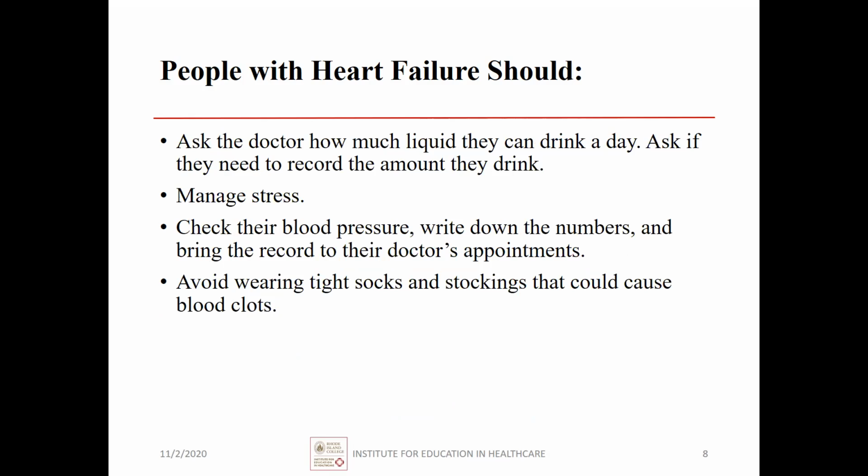They should ask their doctor how much liquid they can drink each day and ask if they need to record the amount that they drink. They should manage stress, check their blood pressure, write down the numbers, and bring the record of their blood pressure readings to the doctor's appointments, and avoid wearing tight socks and stockings that could cause blood clots.